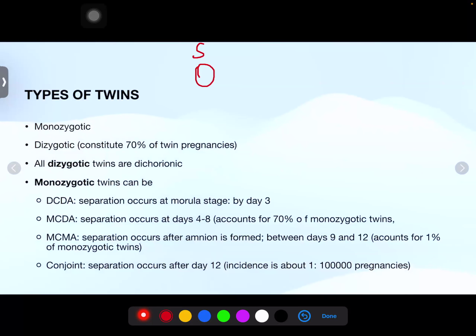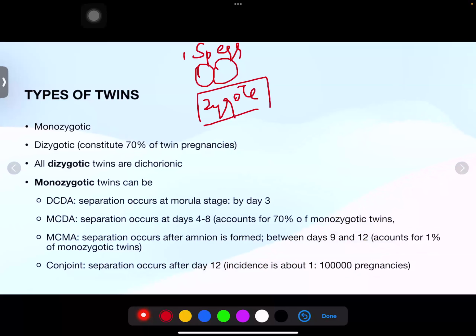This is the sperm, then this is the egg. Okay, so these two form a zygote. One sperm, one egg, they fuse and form a zygote. So this is the normal thing.